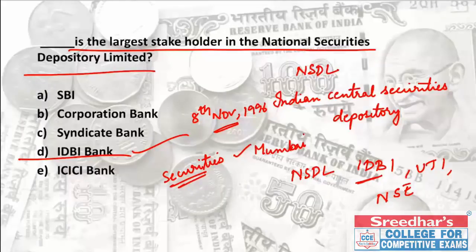So this method does away with all the risk and hassles normally associated with the paperwork. It avoids everything. Consequently, the cost of transaction in a depository environment is considerably lower as compared to transacting in certificates. So in August 2009, the number of demat accounts in NSDL crossed 1 crore.